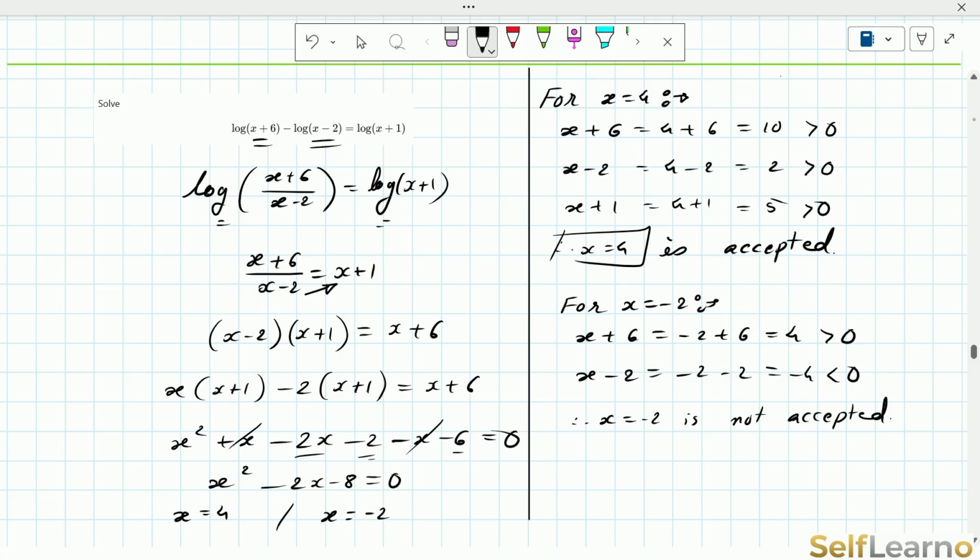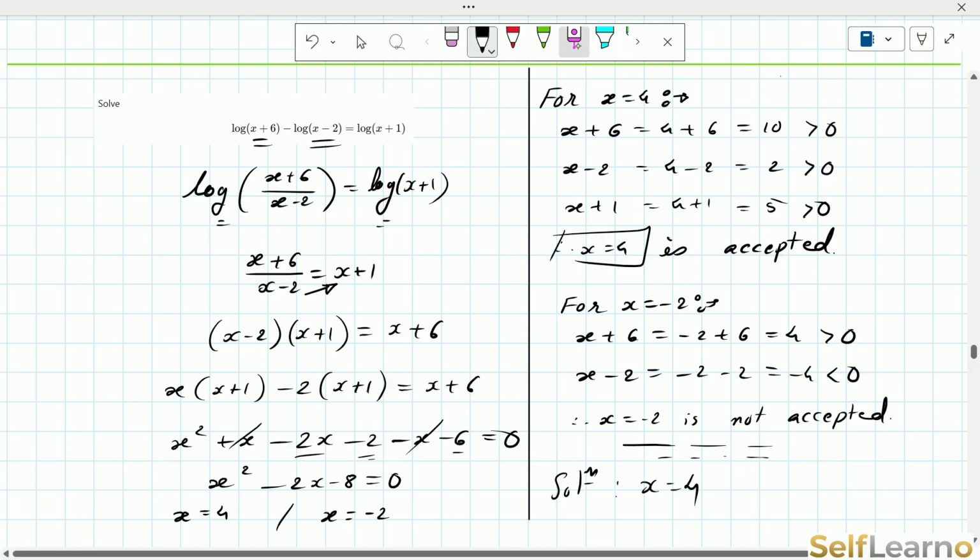Good. Here you can write the argument as we are writing everywhere. The argument of logarithm must be a positive number. Due to this, x equal to -2 is becoming a negative. That's why it is not accepted. You should write this everywhere. So the final solution is x is equal to 4.